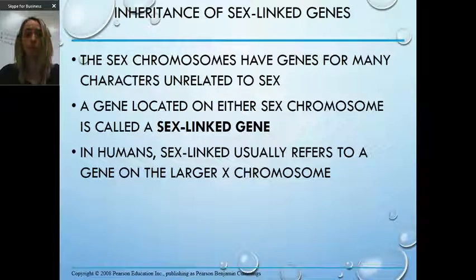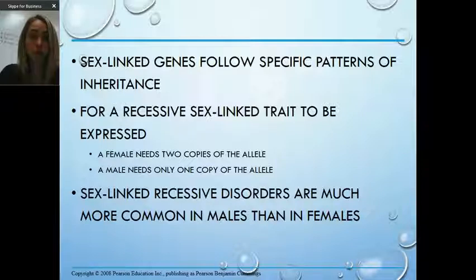The sex chromosomes have genes for many characteristics unrelated to sex, and if it is on that X chromosome, it's called a sex-linked gene. Sex-linked genes can follow a specific pattern of inheritance. Typically, you have females that are carriers and males that are affected.